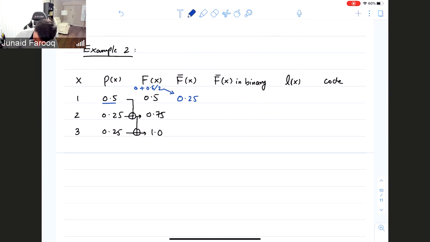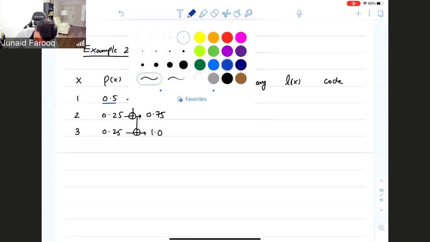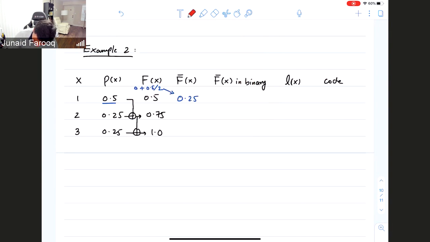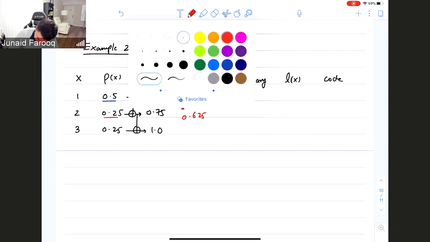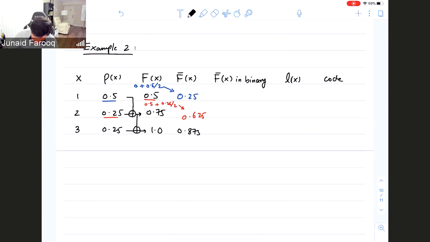Okay, then the next one is basically, I'll use a different color here. We're using this number and this, 0.5 plus 0.25 over 2. So it comes up to be 0.625. And then the last one is 0.875.